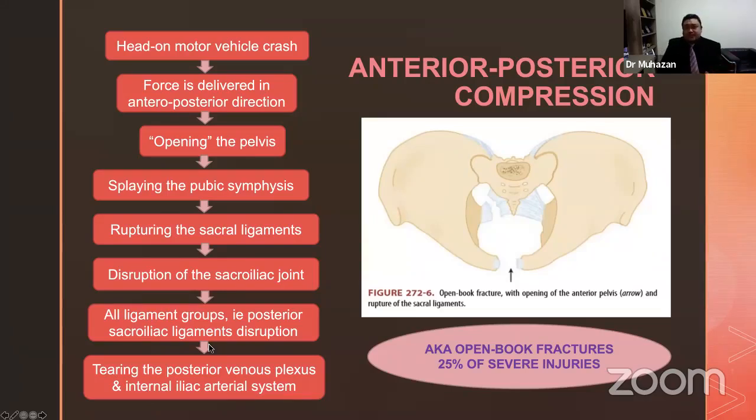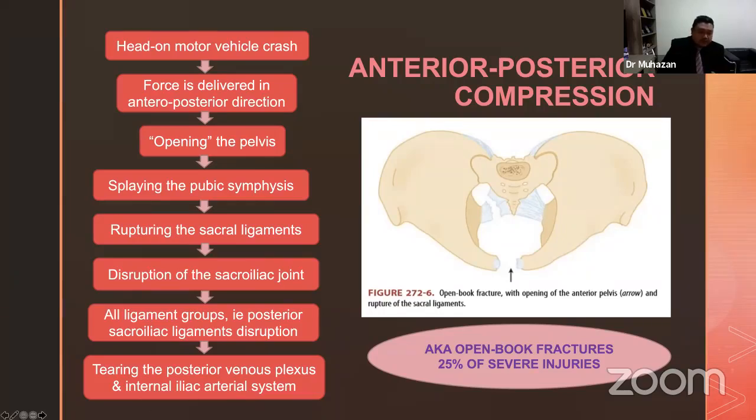So let's say someone has a motor vehicle accident and the force is delivered in the anterior posterior plane. What it does is it will open the pelvis and splay your pubic symphysis, and at the same time it will rupture your sacral ligaments and cause a sacroiliac joint disruption, and in turn might tear a vein or artery. All right. And for your information, anterior posterior compression is also known as an open book fracture.